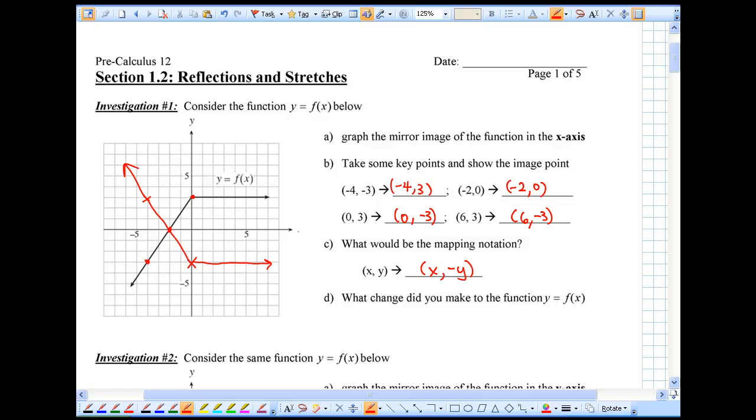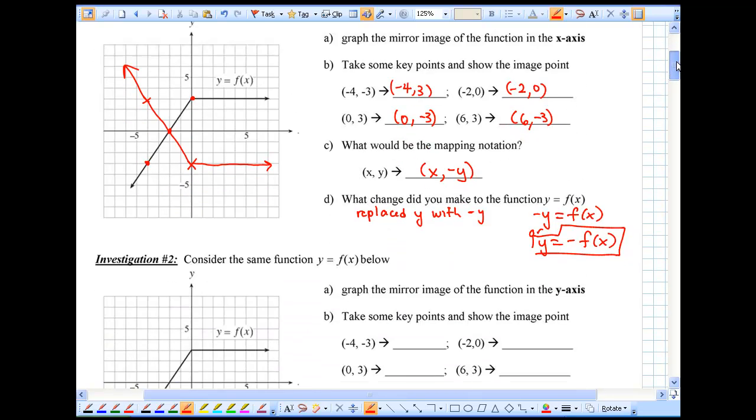And if you think about what happened here then, what you've just said to me is, what change did you make to the function? Well, we replaced y with -y, and therefore the function just becomes -y equals f of x, or put nicer, y equals -f of x. And ladies and gentlemen, this represents the reflection in the x-axis.